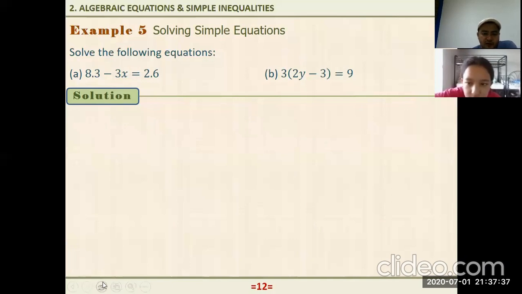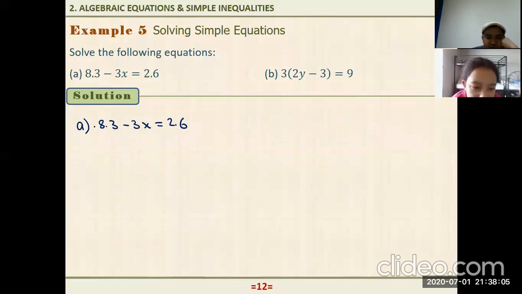Now let me change the marker color. Let's use blue here. Okay. Now Shahina, here we have 8.3 minus 3x equals 2.6. What should we do in the first step? We have to eliminate this 8.3, right? Yes. So it is plus here.